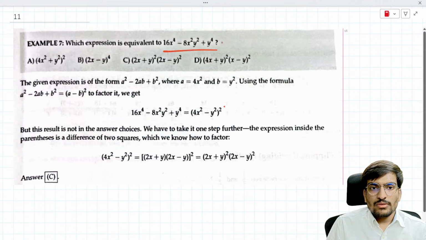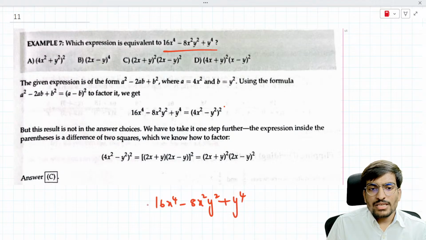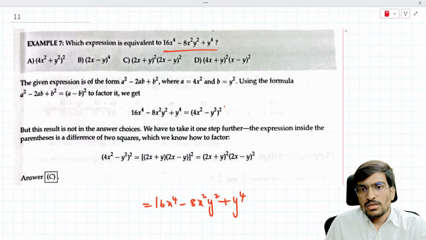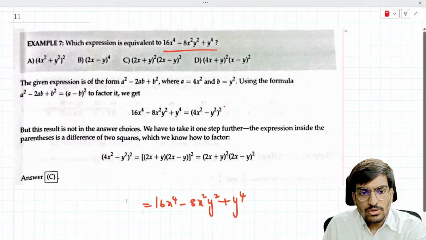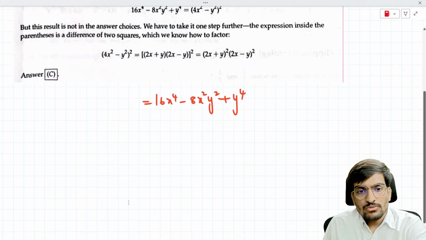So here they have given 16x to the power 4 minus 8x square y square plus y to the power 4. This expression is equivalent to one among them. Definitely, after watching this, all these options are reduced formats of the given question. So let's solve this. How do you need to solve?